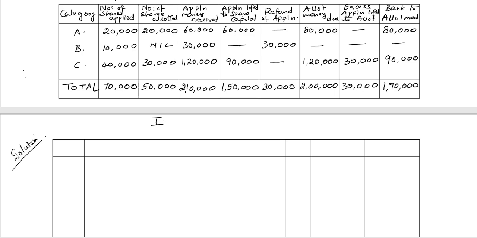We have the table on top, and we'll pass the journal entries in the second half of the screen in the books of A Limited. We have journal, date / serial number, particulars, LF number, debit rupees, as well as credit rupees.